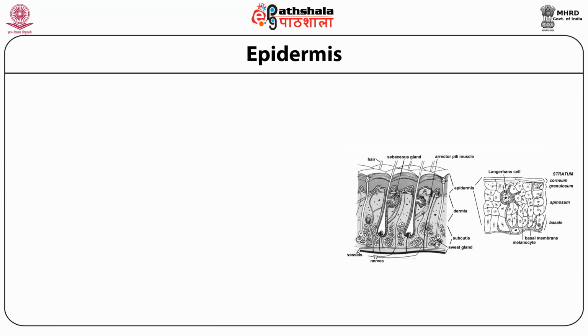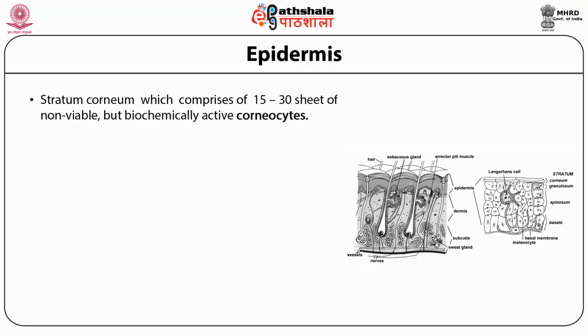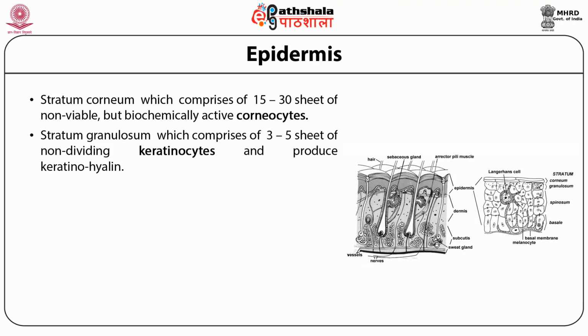Let us now dwell a little deeper into the topmost layer of the skin, which is referred to as the epidermis. It primarily consists of, number 1, the stratum corneum, which comprises around 15 to 30 sheets of non-viable but biochemically active corneocytes. Following this is the stratum granulosum, which comprises 3 to 5 sheets of non-dividing keratinocytes and produces keratohyalin.